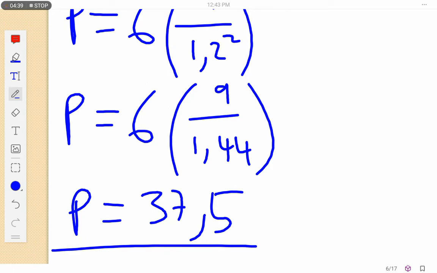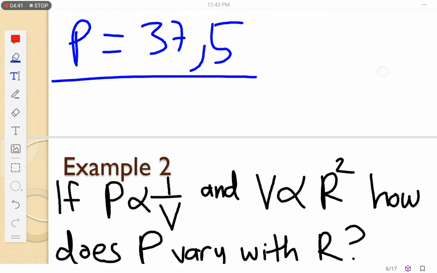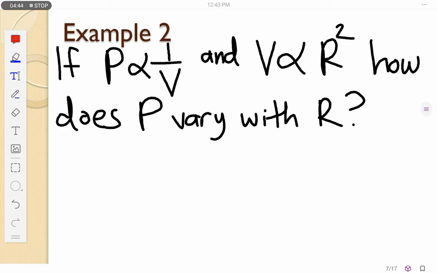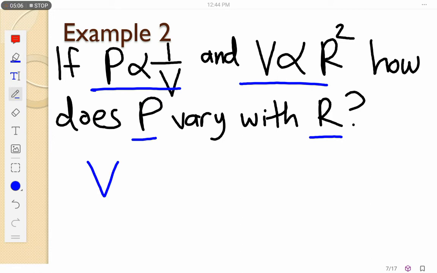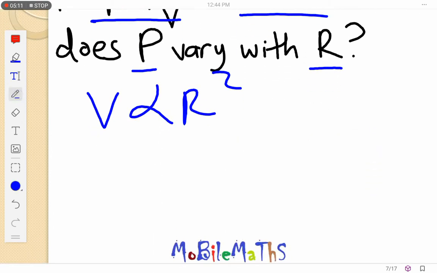Let's go to the next question. I've got this one. We are given P is that and V is that. Then they want us to show how P and R vary with each other. So what we do is this. Let's take the second equation. We have V varies with R squared. Let's introduce a constant. We'll get V is equal to K R squared.